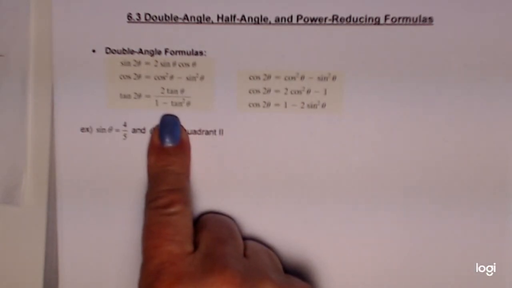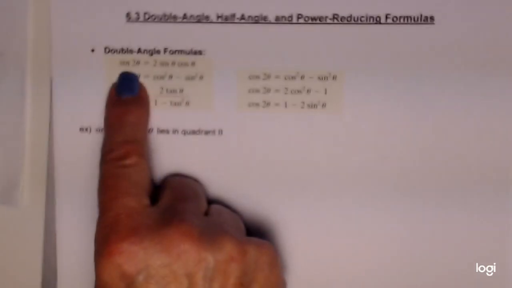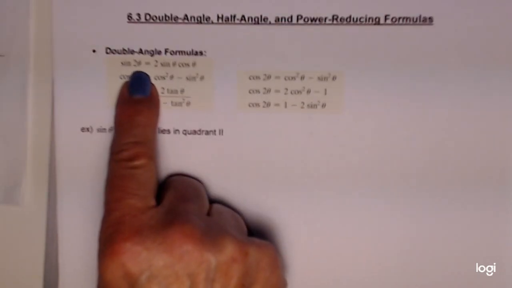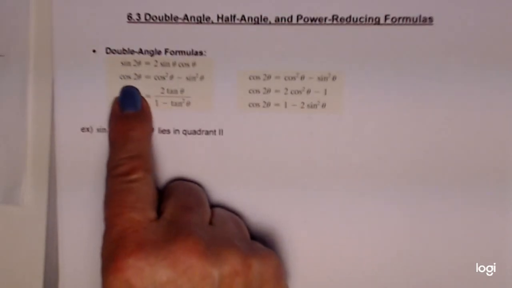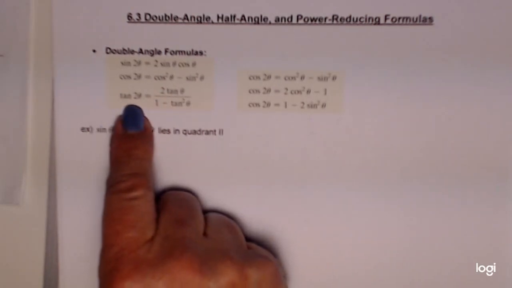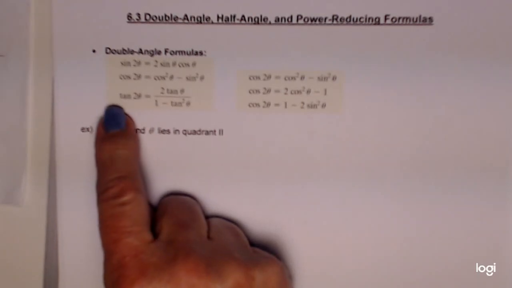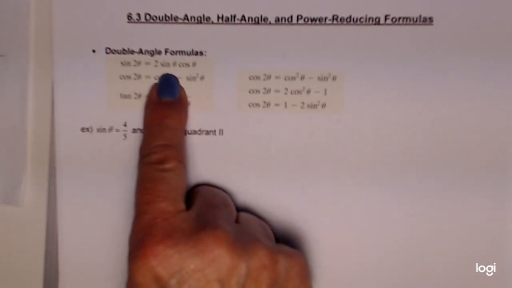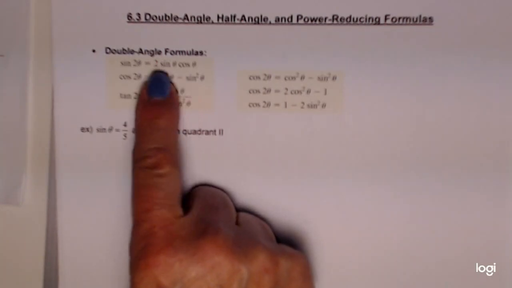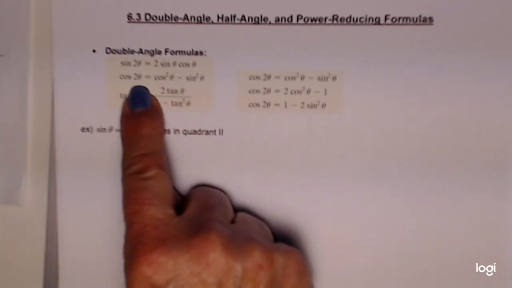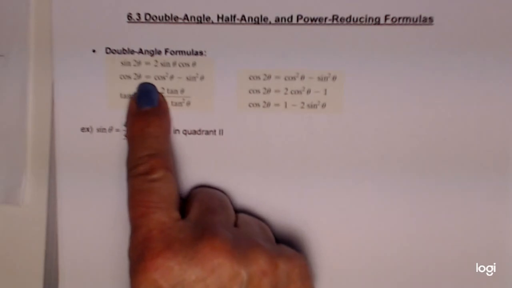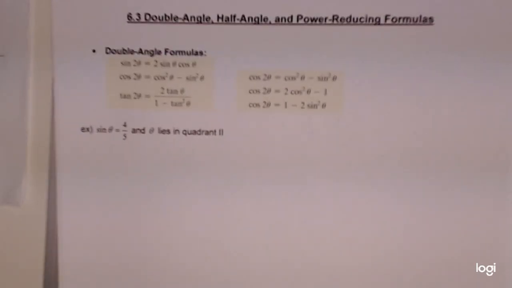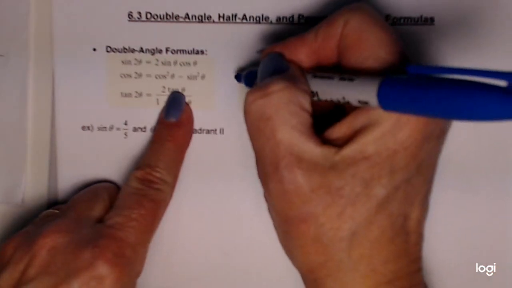And double angle, as you would imagine, we're looking at the sine of 2 times theta, 2 times an angle, the cos of 2 times some angle, and the tan of 2 times some angle. And for the sine of 2 times an angle, it's 2 times the sine and cosine of that angle. For a cosine of 2 times an angle or double an angle, it's kind of interesting because we don't have just one. We have 3 potential formulas to use here.